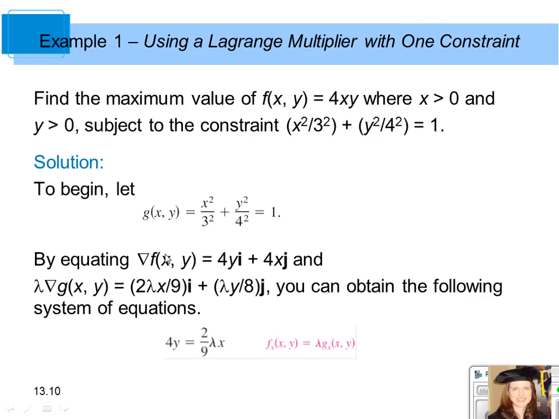From these two equations, the i component here has to equal the i component here, and the j component here has to equal the j component there. So we can say that 4y has to equal 2 over 9 lambda x, and 4x has to equal 1 over 8 lambda y. So here we have a system of equations. We've got two equations with three variables. To have a complete system, we need one other equation, and that's going to end up being the constraint equation.